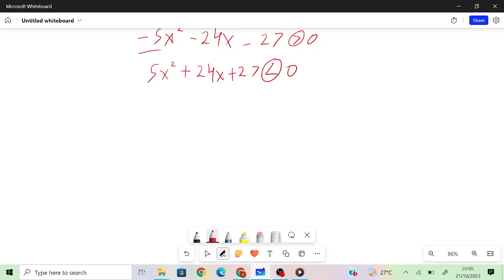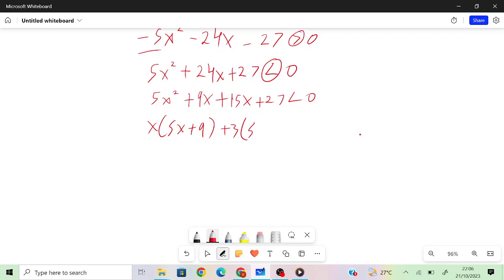So now we go ahead and do our factorization. We have 5x squared plus 9x plus 15x plus 27 less than 0. x is common, so we have x into (5x plus 9), and then we have plus 3 into (5x plus 9) less than 0. And going ahead, we have (x plus 3) into (5x plus 9) less than 0.